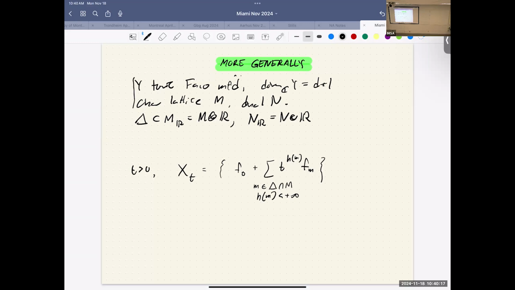So I'm going to start with this data and one more piece of data. It's a weight function defined on the lattice points of my polytope minus the origin, and it takes positive integer values, and it can also take the value plus infinity. And I also want it to be convex.